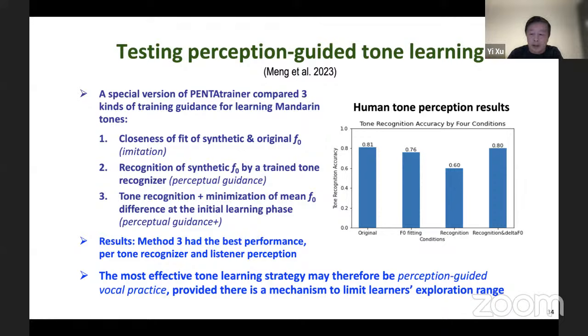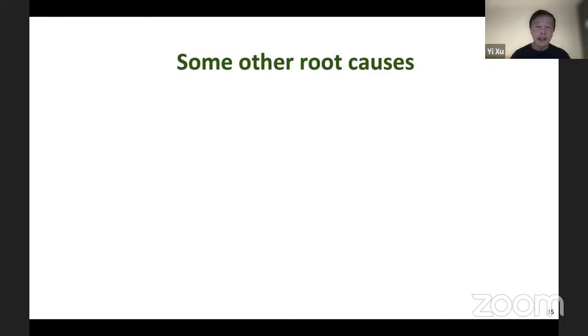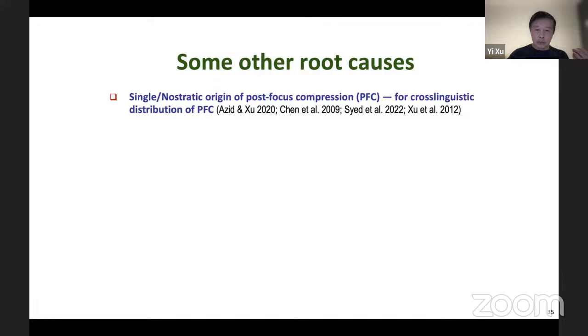Okay, so we're near the end, so I'll just mention a few other things I don't have time to cover, but these all point to very different root causes. So for the focus pattern, in fact, we hypothesize it has a single origin. And the origin is in the Middle East about 13,000 years ago. So there are a series of studies to look into that. And the good news is that so far, there's no rebuttal of the hypothesis by data. So far, it's still standing.